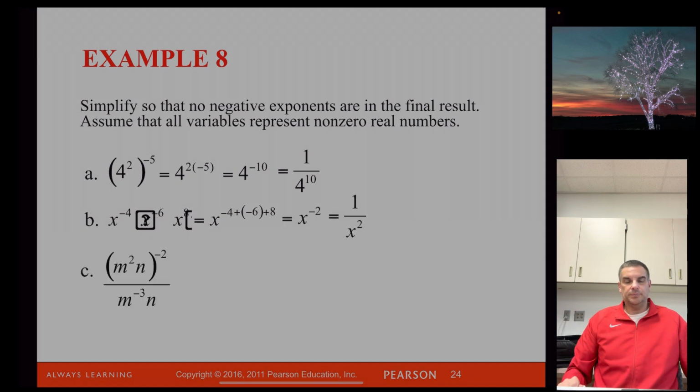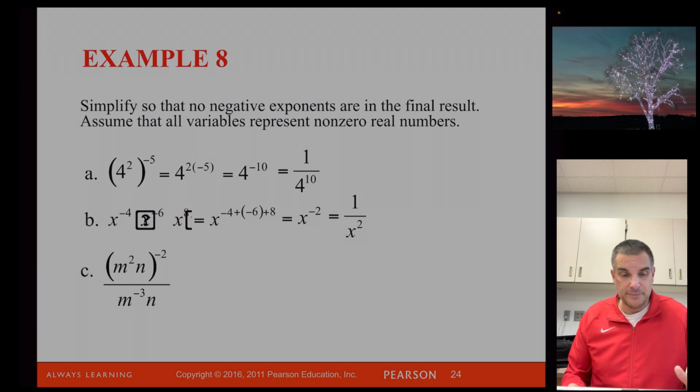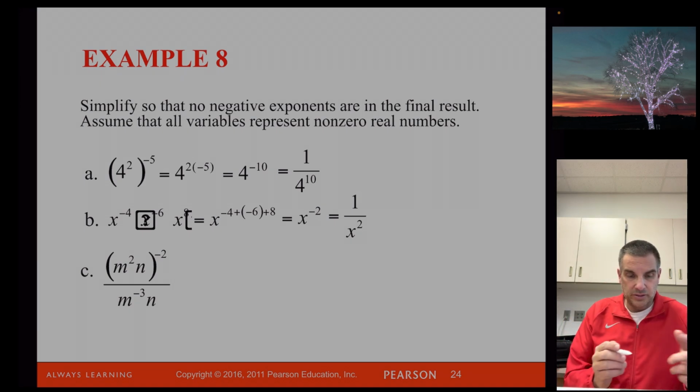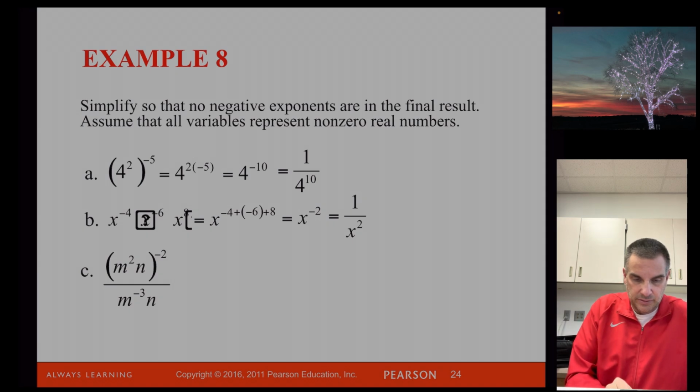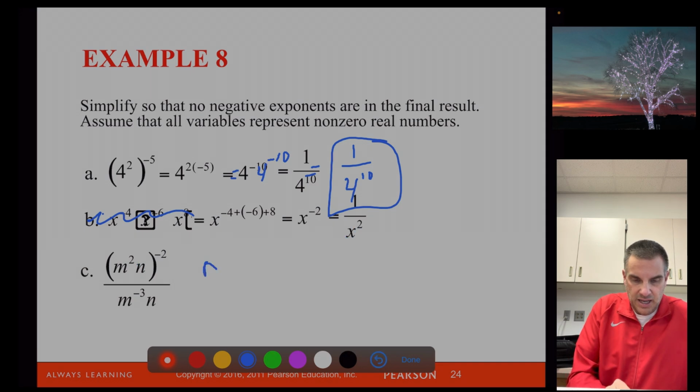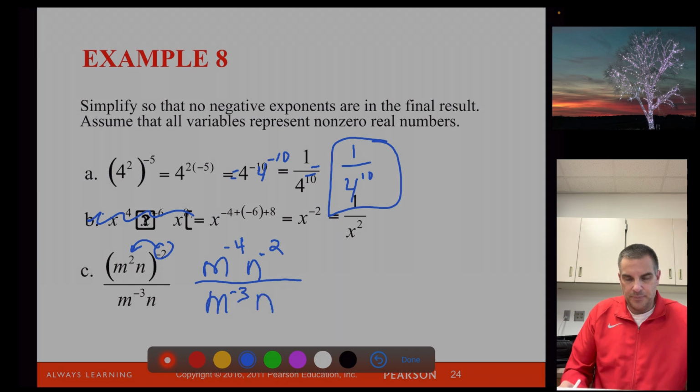All right, so now let's look at this one. It's now a little bit more complex. So we've got something to a power. So I'm going to do inside the power, so that negative 2 needs to be distributed to everything. Get rid of all that that's in the way. So that gives me m. When you go power to power, you multiply. So m to the negative 4th, n to the negative 2nd, all of that over m to the negative 3n.